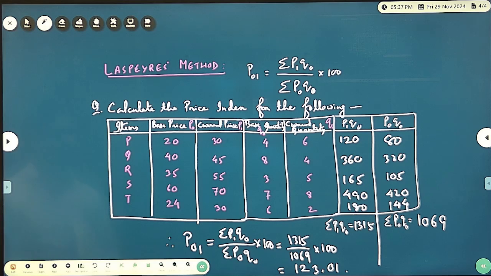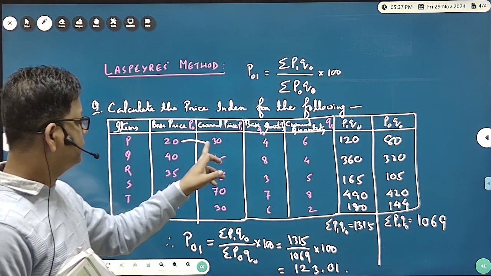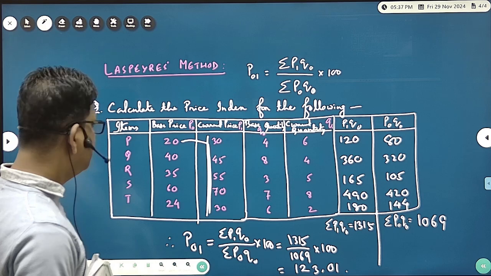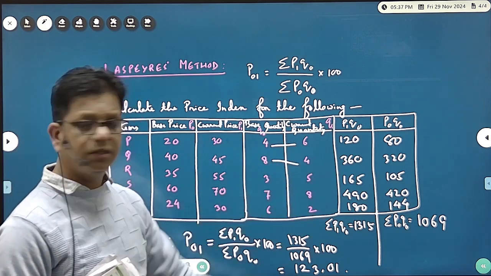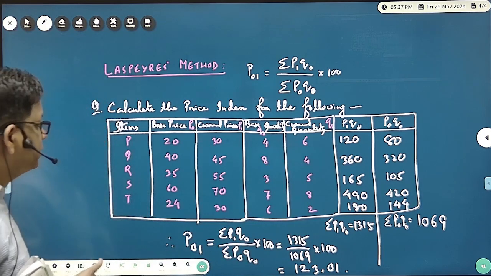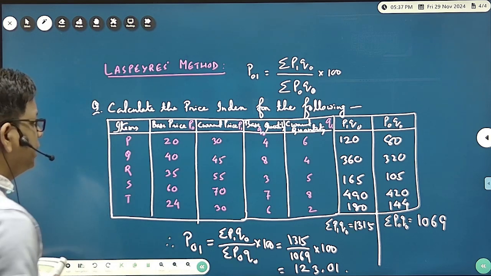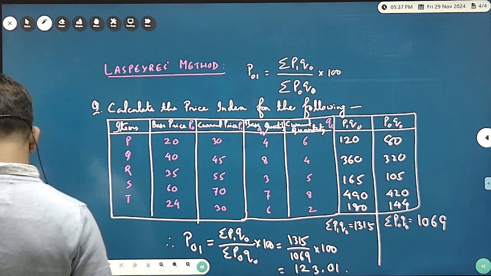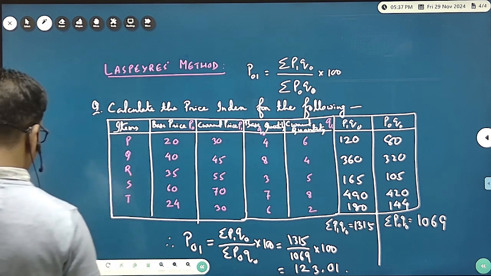So see here, compared to the base price, all these current prices I am taking as increasing. It may decrease also. Even the base quantity and the current quantity might increase, they might decrease, doesn't matter. So you just go by the correct formula and get the required answer. Okay. Now, can I go to the next slide? Okay. So that was Laspeyres' method for getting the price index.